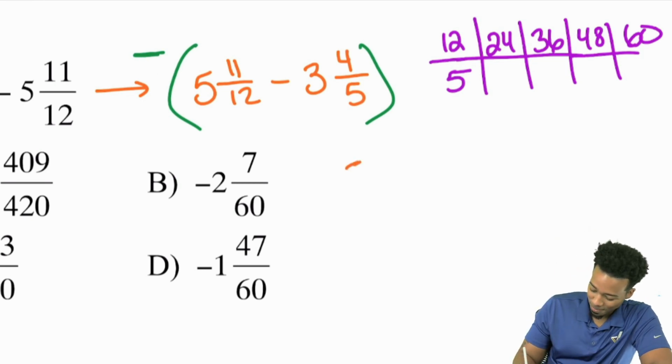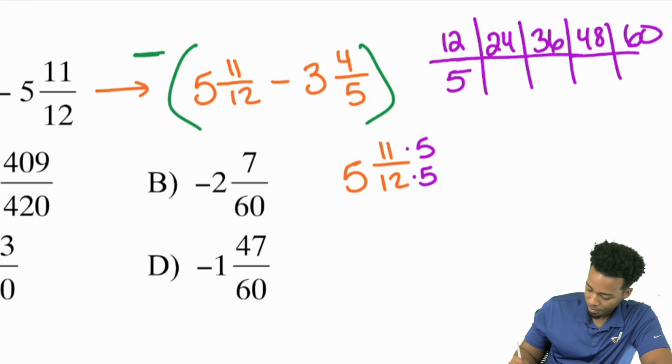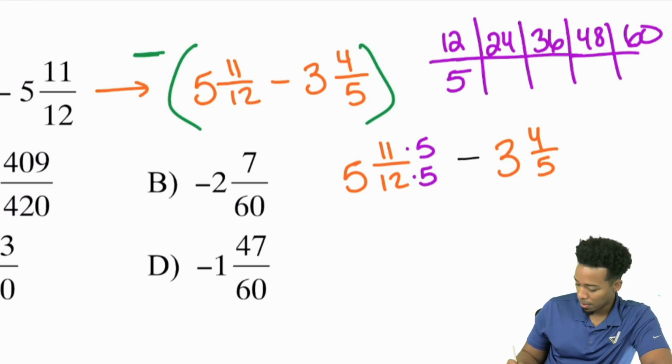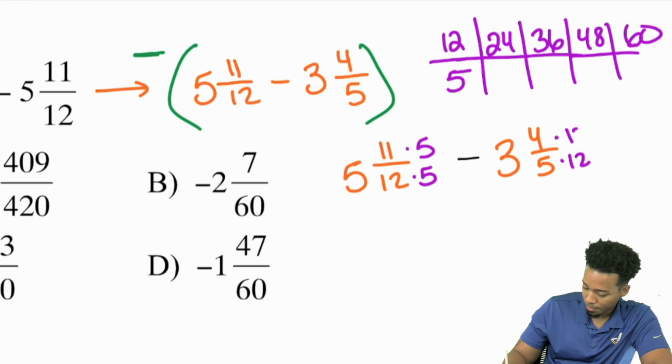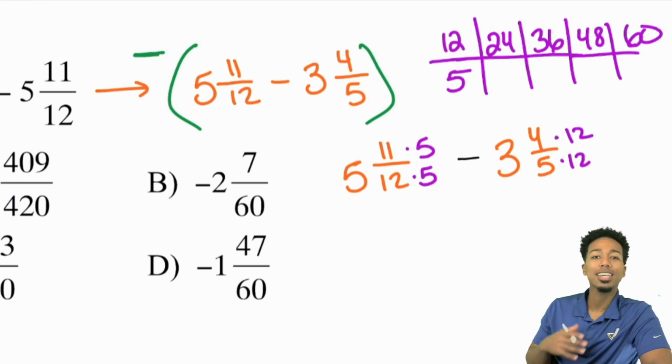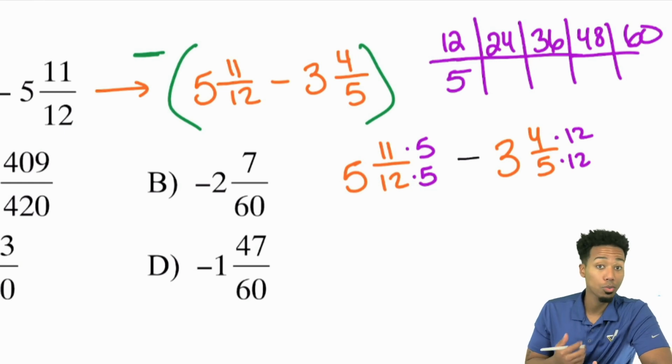Here we go. We have 5 and 11 over 12. What I'll do is multiply this by 5 over 5. And then we're subtracting. And then we have 3 and 4/5. I'm going to make that 60 as well. And so I'm going to multiply the top and the bottom by 12. Again, the point of this is to get the same denominator, so that way we can talk about this number or value the right way.